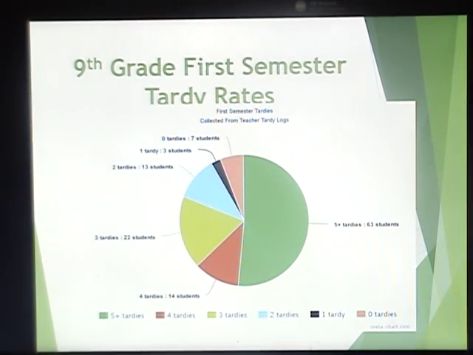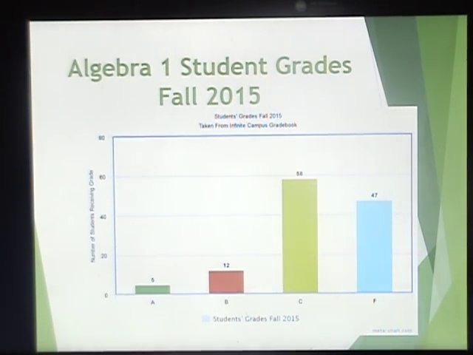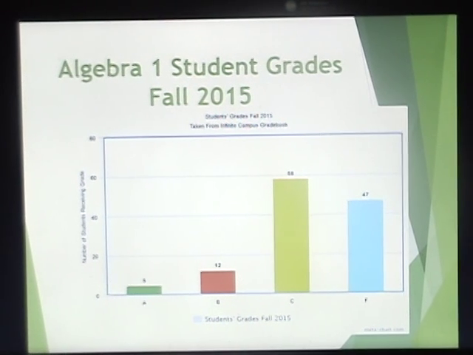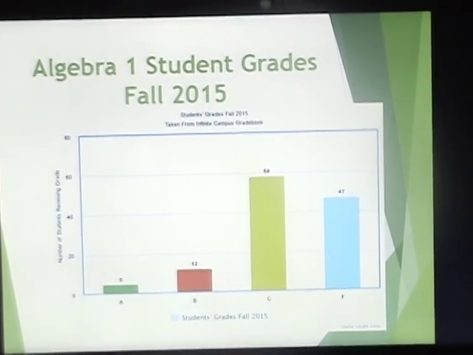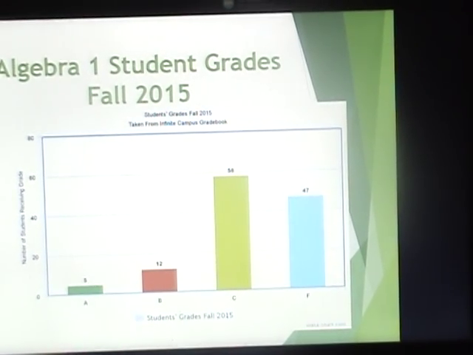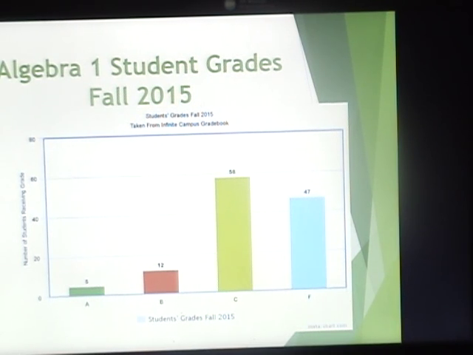The results for the ninth grade first semester tardy rates, we see an overwhelming number of students with 5 or more tardies, 63 students, and this is of our 120 students. We have a transient population, so that number fluctuates, sometimes as many as 125, some as few as 118, but that's a good percentage of students, with 63 of the 122 being 5 or more tardies. And then the grades for fall of 2015, if you take a look, we've got 5 A's, 12 B's, 58 C's, and then we also have 47 F's, which obviously showed that we need to do something about getting these grades up. And our data showed that getting them in the class would be the first step.